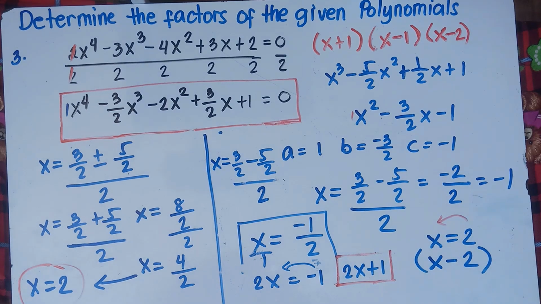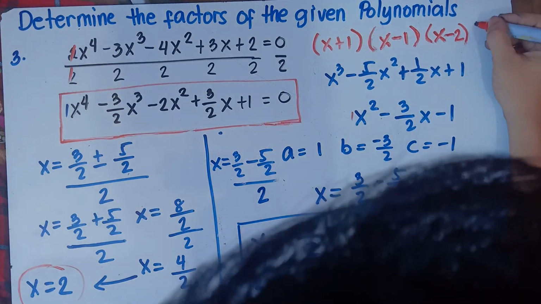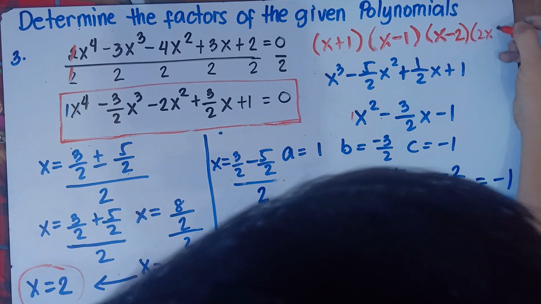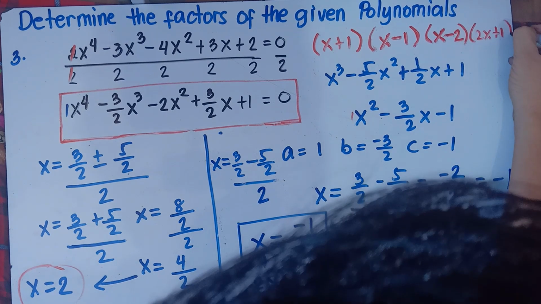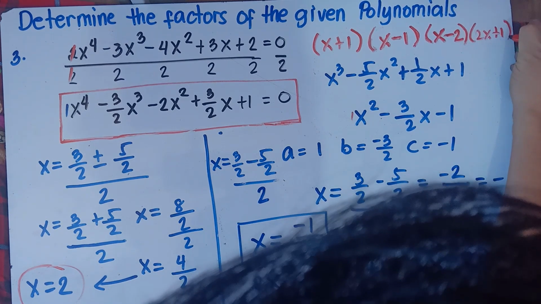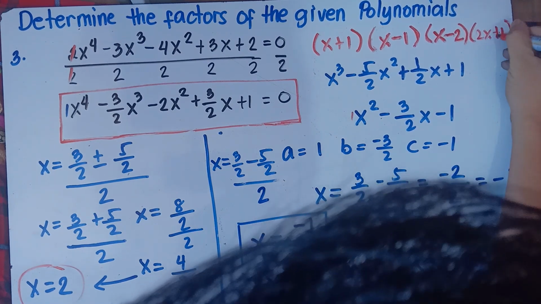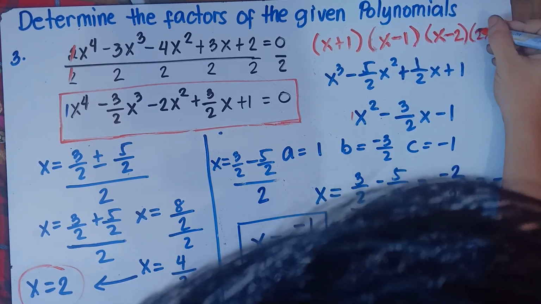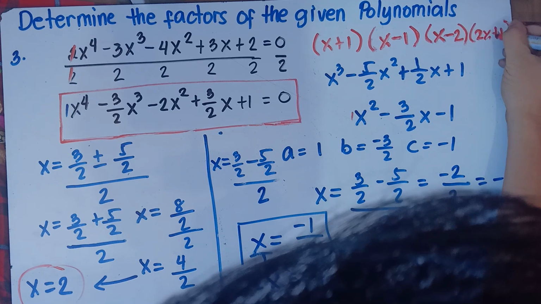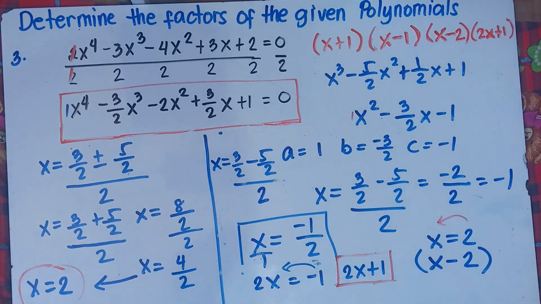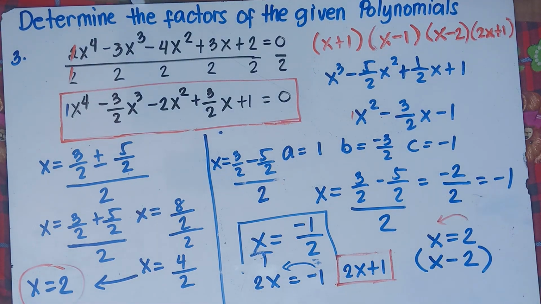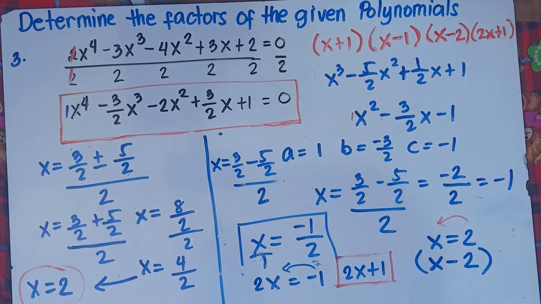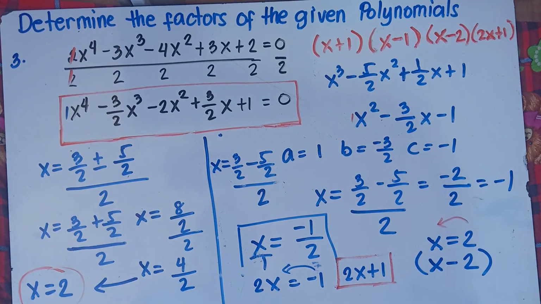Alright, so that's it, class. The second factor, the last factor, is 2x plus 1. All set, class, for this given equation. Quite complicated, class, since the leading coefficient is greater than 1. So that will be the factors, class, for number 3.